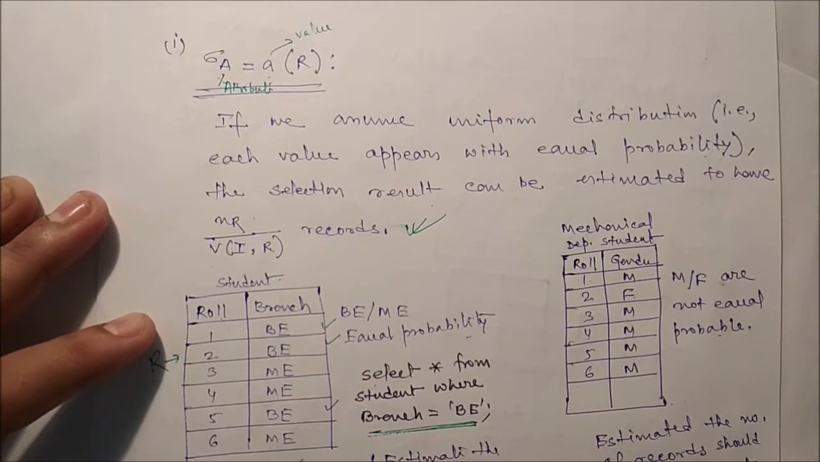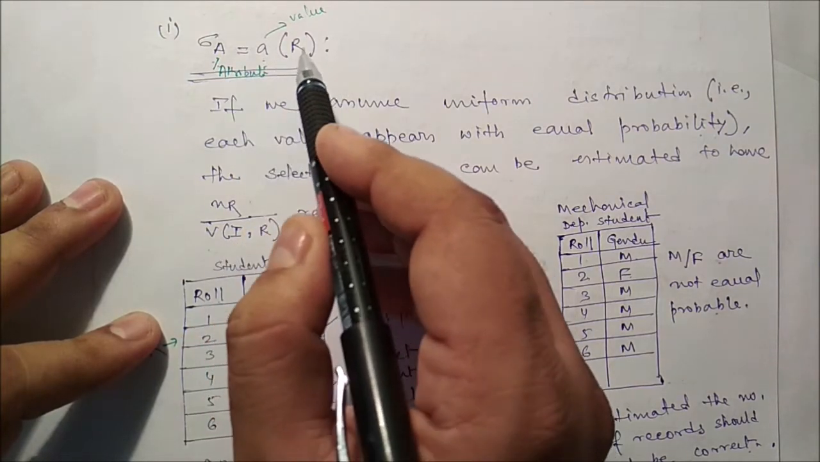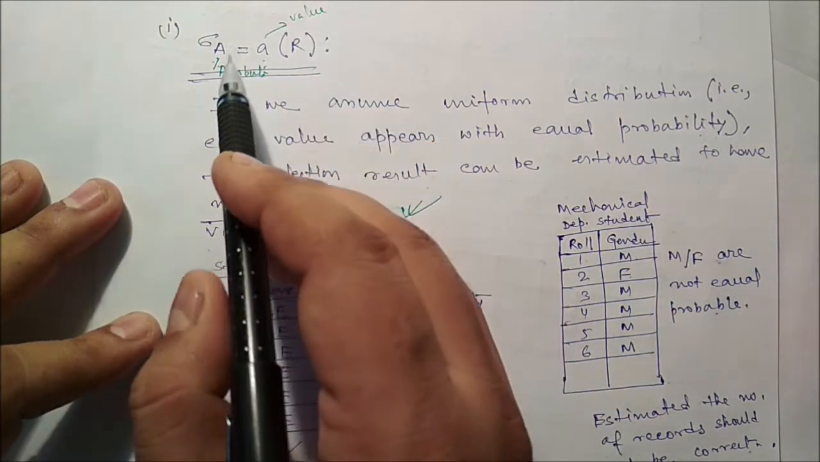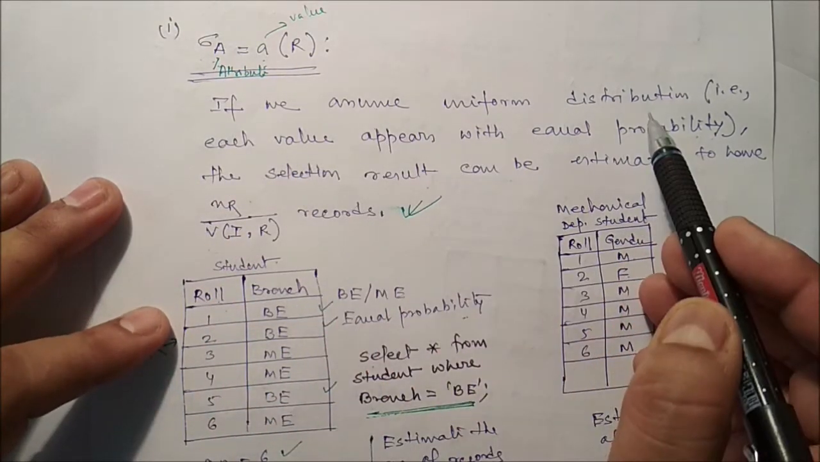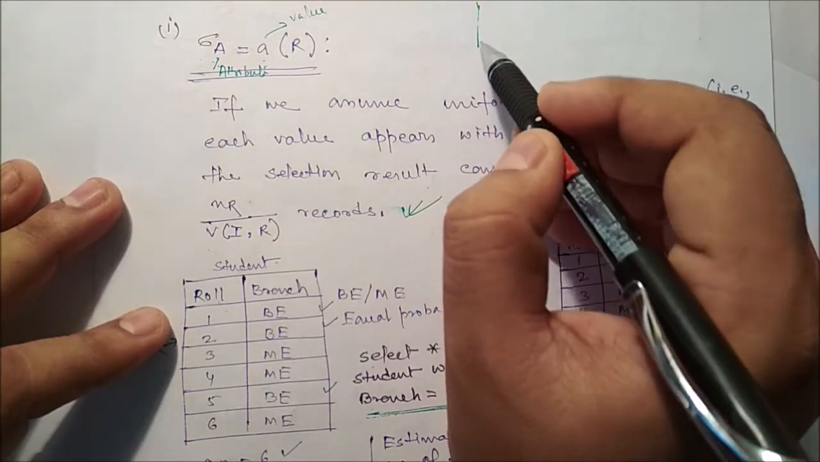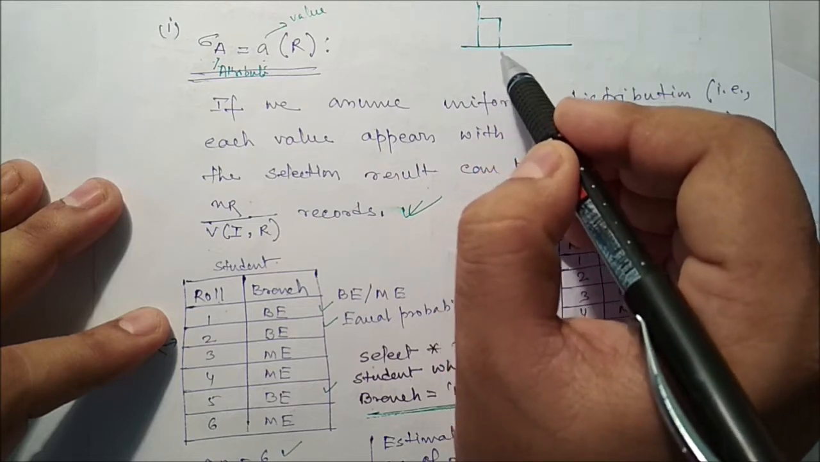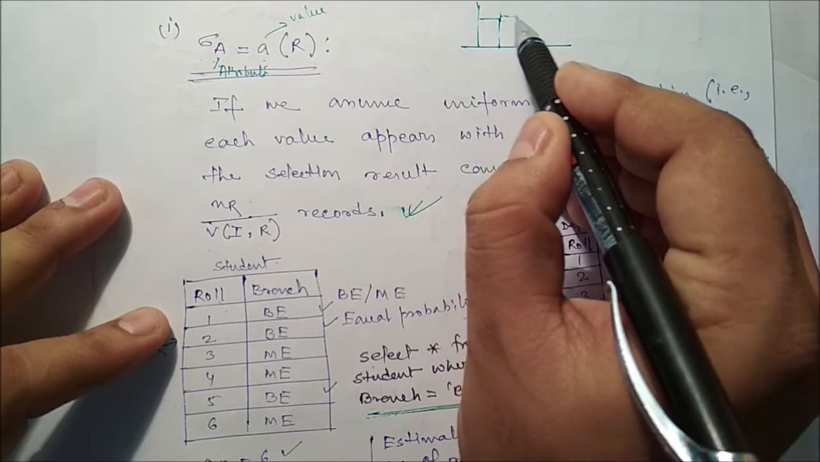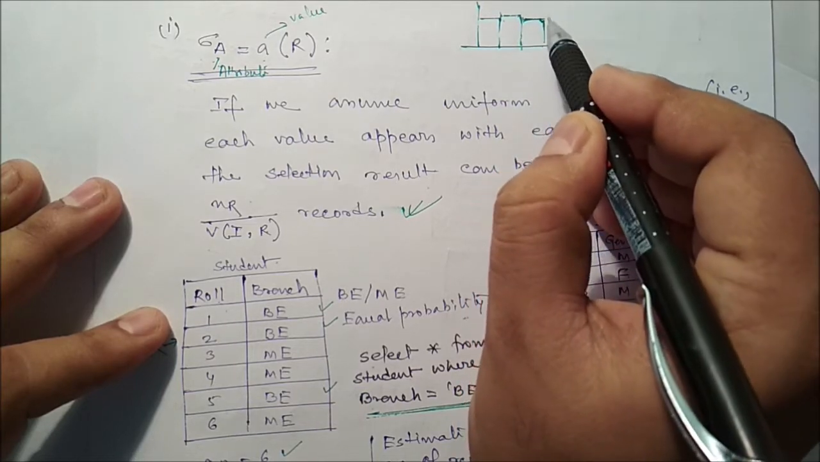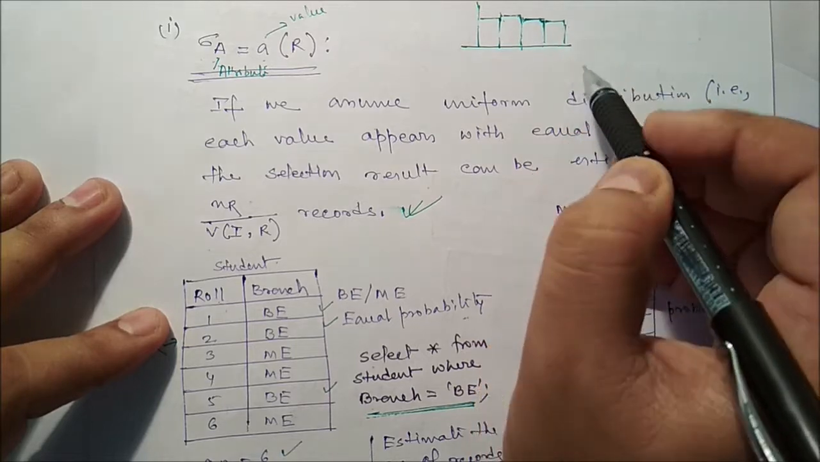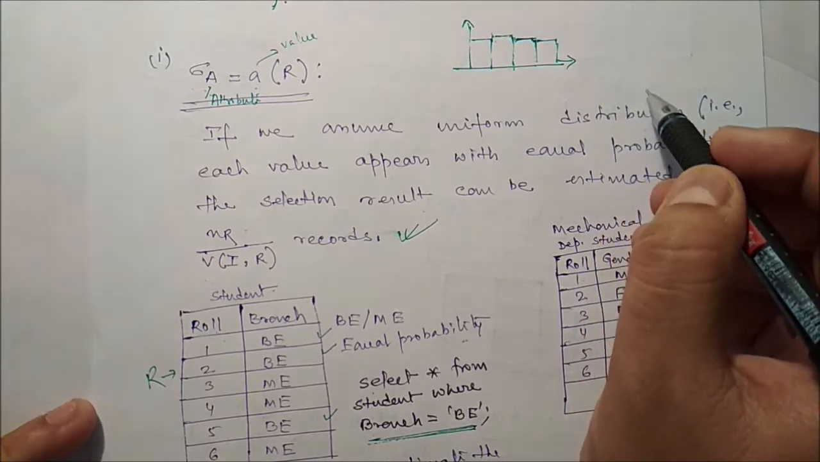Now suppose the first condition is: if the attribute is equal to some value. Equal to is there, and R is the table to which we want to apply the selection condition. If we assume uniform distribution, you already know the meaning of uniform distribution. If the frequency of the distinct values is near about the same, practically exactly the same is not practical, but if it is near about the same, then we can say it is a uniform distribution. So this is the histogram of a uniform distribution.